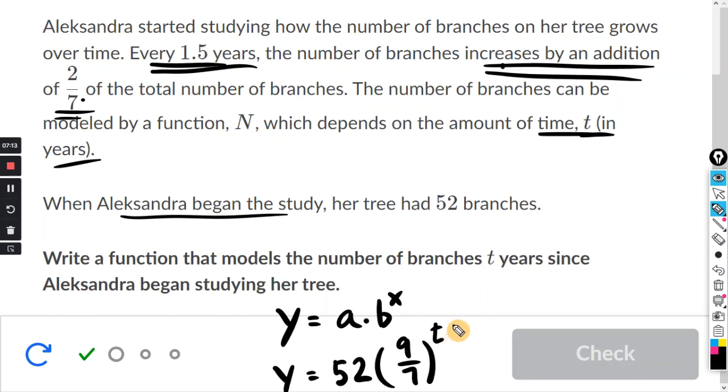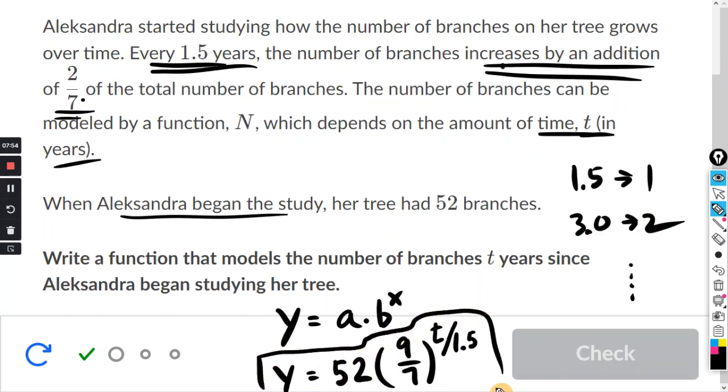So I have to take t and divide it by 1.5. Okay, this way when t is 1.5, the exponent's going to be 1. Then when t is 3, the exponent's going to be 2, and so on. So if it's 1.5, the exponent's just 1, and then add another 1.5, which is 3.0, the exponent's going to be 2, and so on. Every time it goes up by 1.5, the exponent increases by 1, and it multiplies this times the value. Okay, so that's your final answer right there.